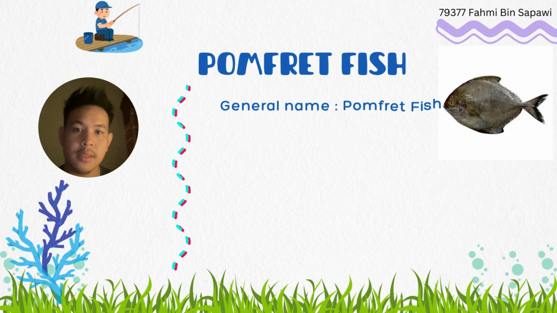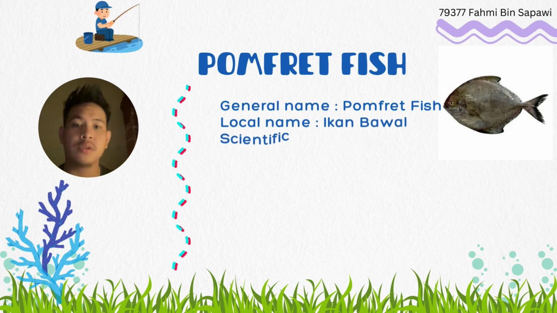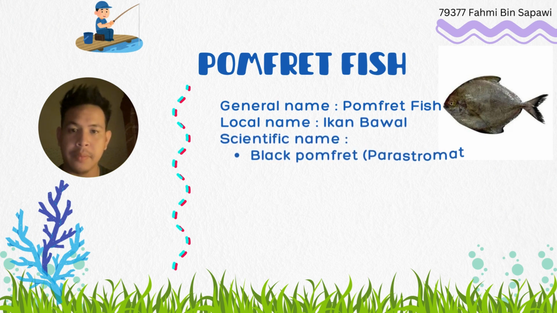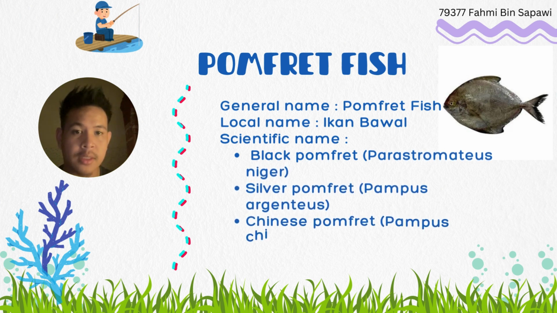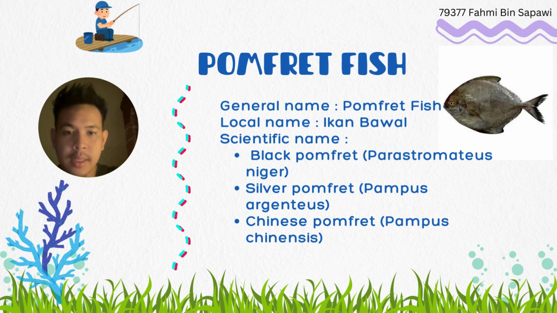Okay, next, the pomfret fish is chosen for our project this time. So the general name of this creature is pomfret fish. The local name is normally ikan bawal, and the scientific name I can categorize into three: black pomfret is called Parastromateus niger; second, silver pomfret, Pampus argenteus; and the third, Chinese pomfret, Pampus chinensis.